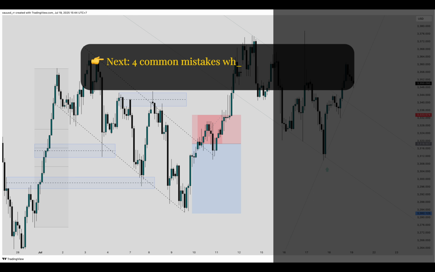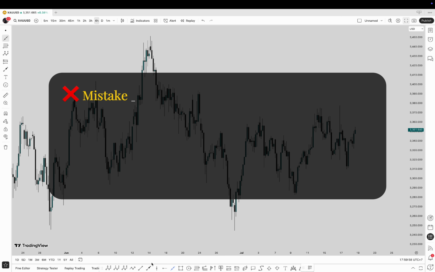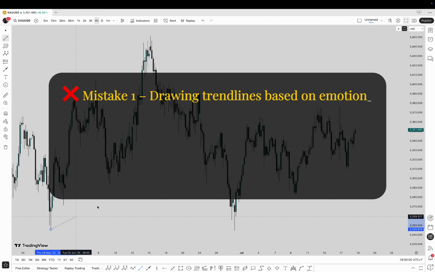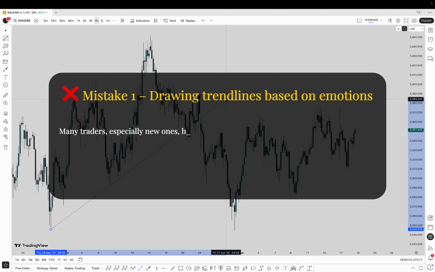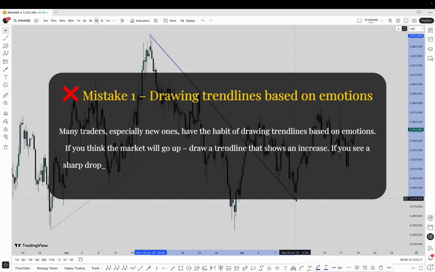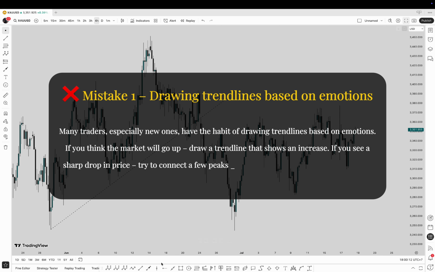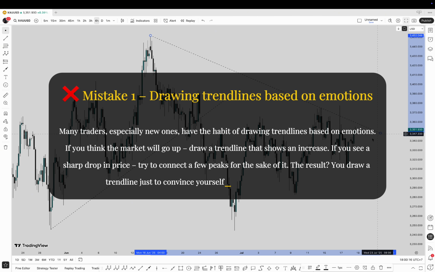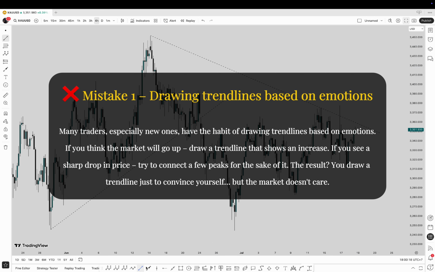Next, the common mistakes when using trend lines that will burn your account. Mistake 1. Drawing trend lines based on emotions. Many traders, especially new ones, have the habit of drawing trend lines based on emotions. If you think the market will go up, draw a trend line that shows an increase. If you see a sharp drop in price, try to connect a few peaks for the sake of it. The result, you draw a trend line just to convince yourself, but the market doesn't care.